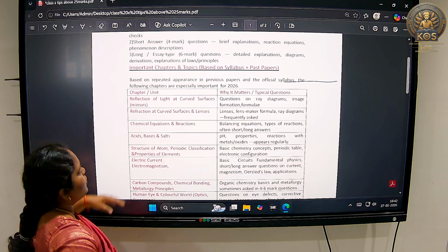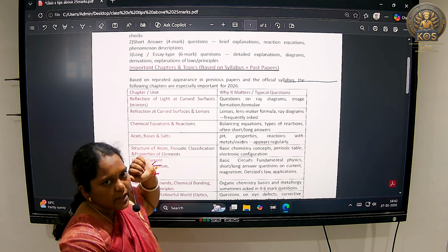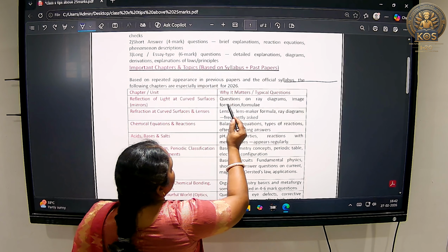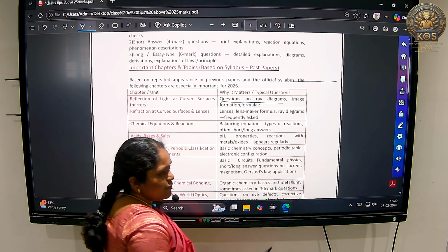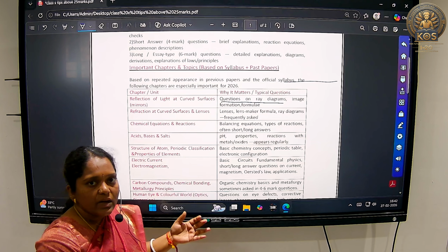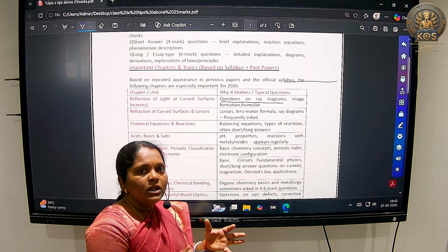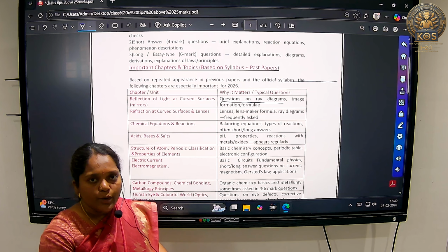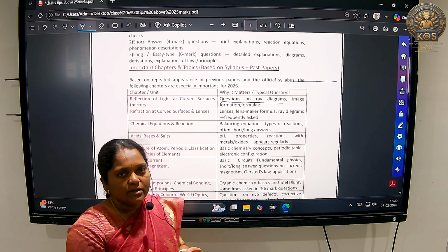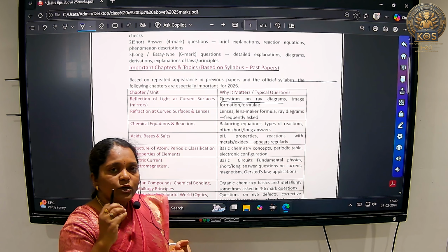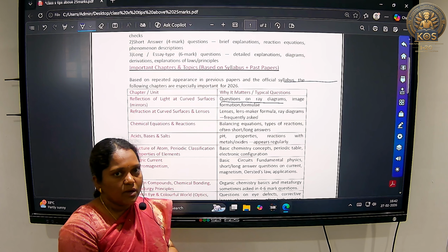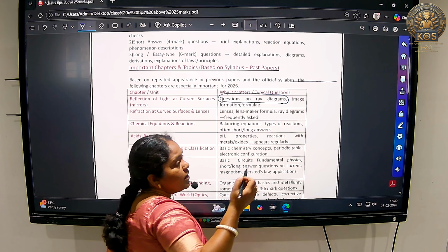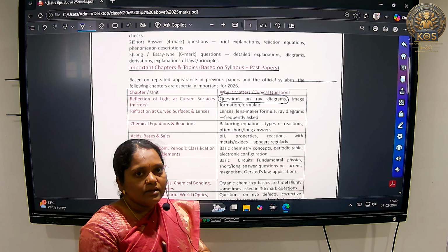First one, reflection of light at curved surfaces. The very important things in this chapter are questions on ray diagrams. As we know, there is compulsorily a long answer on ray diagrams, like where the object is positioned: center of curvature, focal point, beyond the center of curvature. There are 6 cases in that. At least 2 cases they will ask for 6 marks. So your first work is to prepare this ray diagram so that you can score nearly 6 marks.